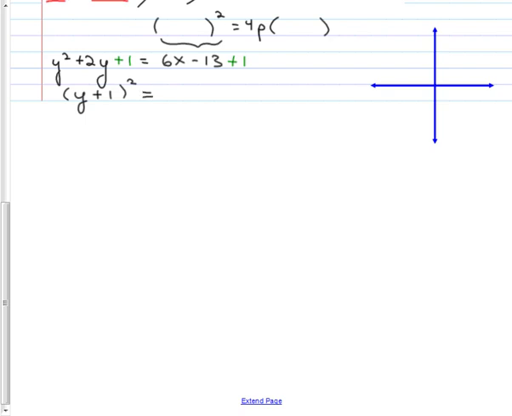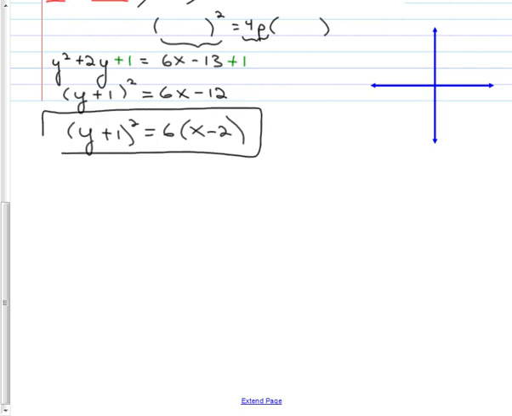Over here, I have 6x minus 12. Now I want that 4p, that number, factored out. I factor out 6. (y plus 1) quantity squared equals 6 times (x minus 2). So there is the parabola in the form that we're used to. Can you tell me what p equals?